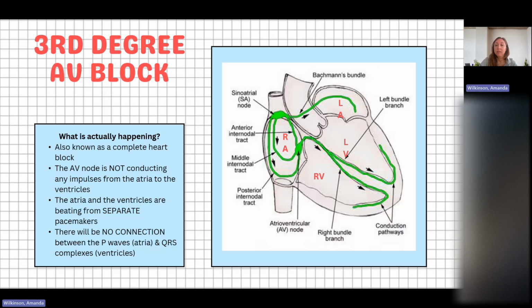The atria and ventricles are now functioning on a separate pacemaker system. So the atria might still be under SA node control, but the ventricles are doing their own thing, usually from a slower escape rhythm. So on the ECG, you'll see P waves and QRS complexes, but there's no relationship between them. They're just firing independently with no connection.